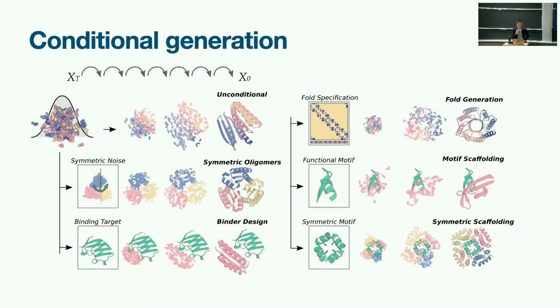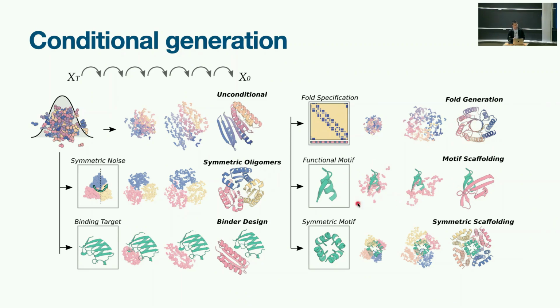And the most important thing about this model is that it was trained for conditional generation. So I'll go over a few of these. I'll go over symmetrical generation, where you add symmetrical noise and the model is going to generate a symmetrical protein. The most important is binder design, where you tell the model, here's a virus, generate me a protein that binds to it. And you can also give it a 2D instruction that I want this specific looking protein.